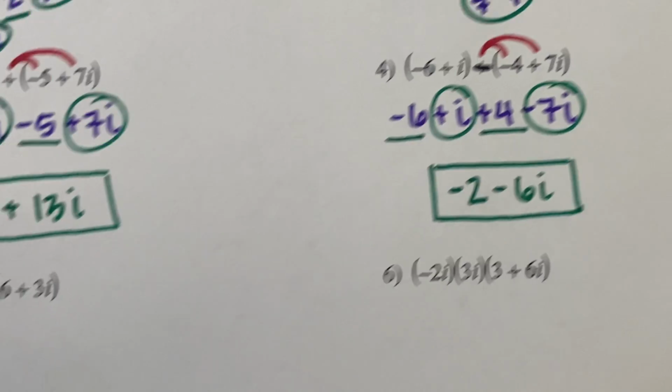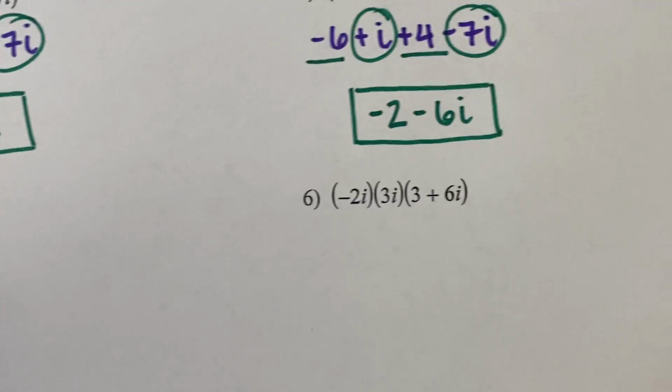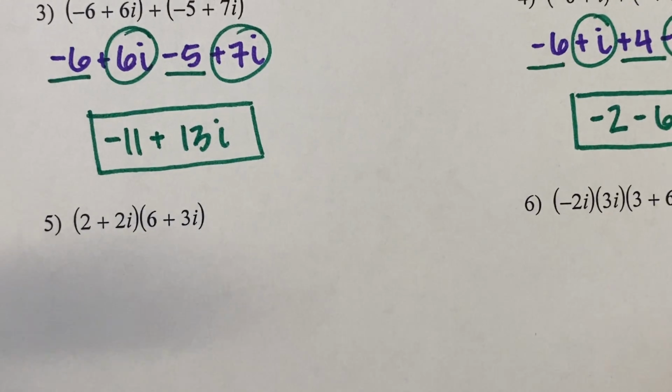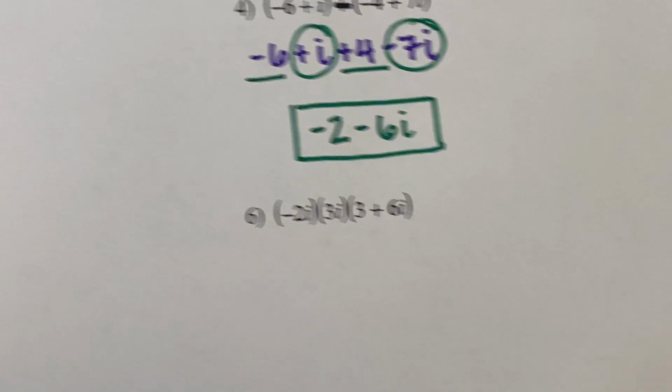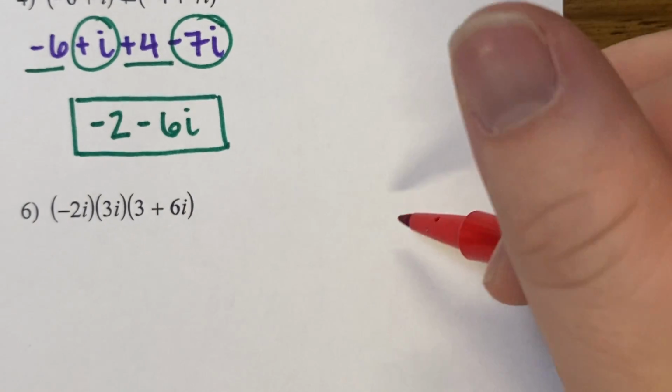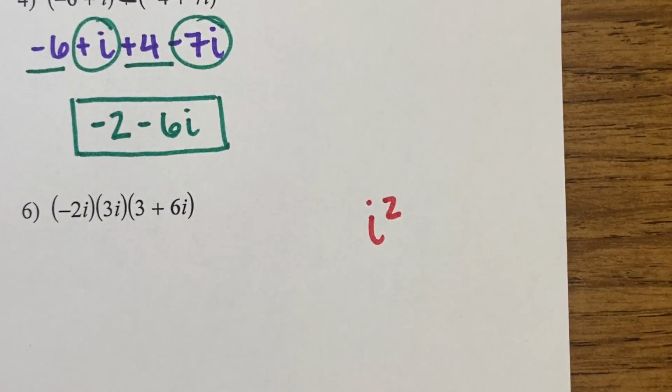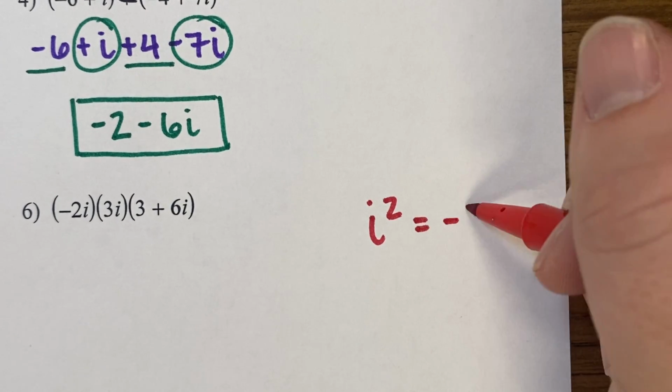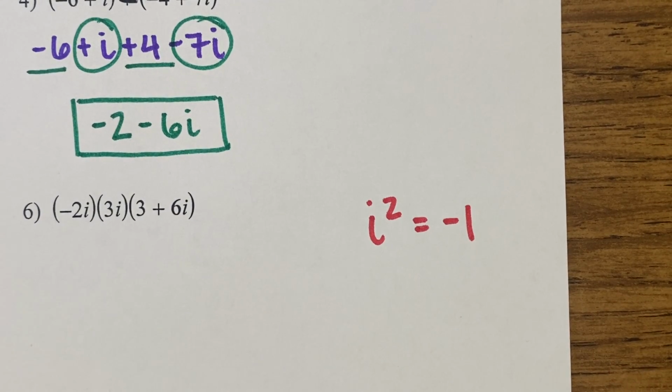Okay, now on numbers 5 through 8, we're not adding and subtracting anymore. We are multiplying, which means we need to write down a very important rule when multiplying. Okay, remember that i squared, whenever you see an i squared, it turns into negative 1. Okay, so that rule is going to be important.